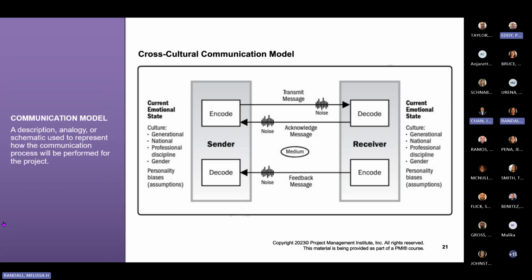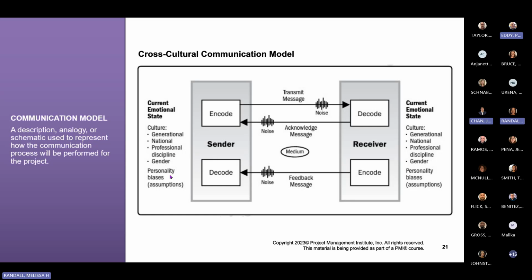It is a description, analogy, or schematic used to represent how the communication process will be performed for the project. So in this example here, this is a cross-cultural communication model. And then we have our current emotional state. So culture, right? Generational, national, professional, discipline, and gender, personality, biases, and assumptions.